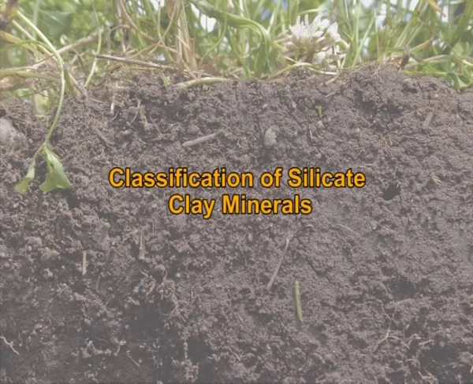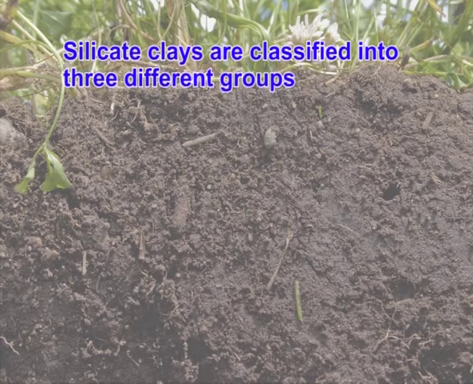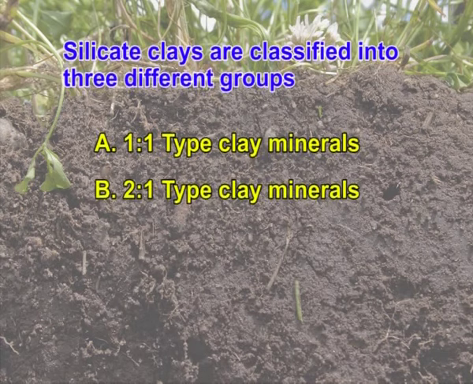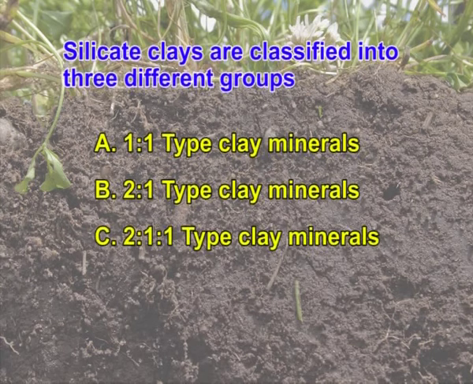Classification of silicate clay minerals. On the basis of the number and the arrangement of tetrahedral silica and octahedral alumina magnesia sheets contained in the crystal units or layers, silicate clays are classified into 3 different groups: A. 1:1 type clay minerals, B. 2:1 type clay minerals, and C. 2:1:1 type clay minerals.